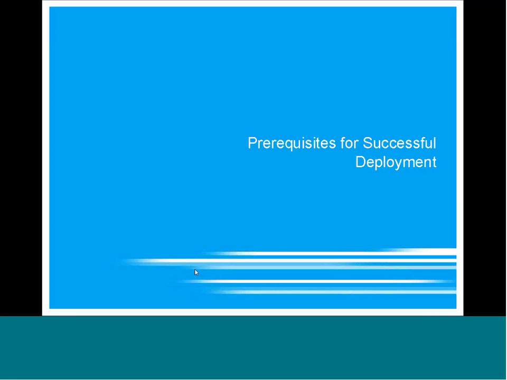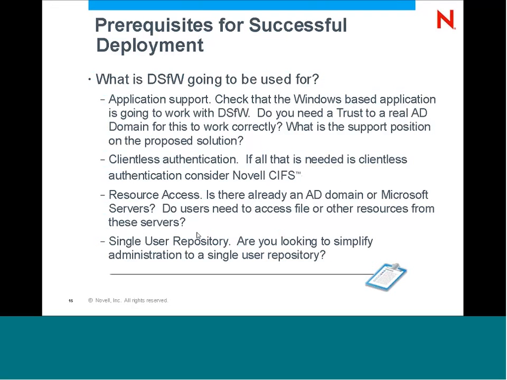So now we're going to talk about preparing for an install and the types of installs here. This is, first of all, the prerequisites for a successful deployment. So when you're using DSFW, first you've got to ask yourself a few questions. First one is, what am I going to use DSFW for? What is my plan? Again, the number one reason is application support. If you're doing application support, you need to ask yourself, will this work directly against DSFW, or do I need an AD domain for it to work properly, or to get support for my application? Do I need to have it go through a trust and an AD domain?